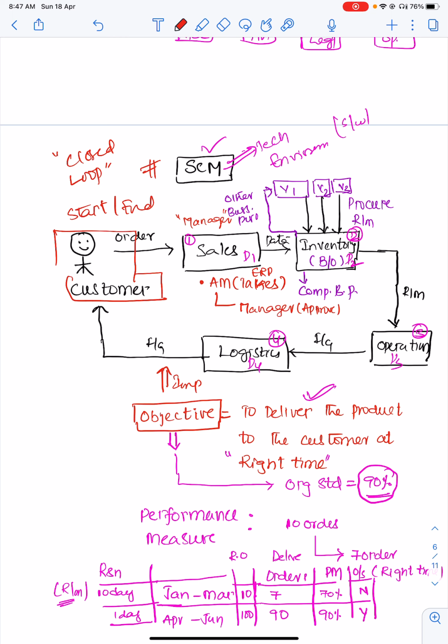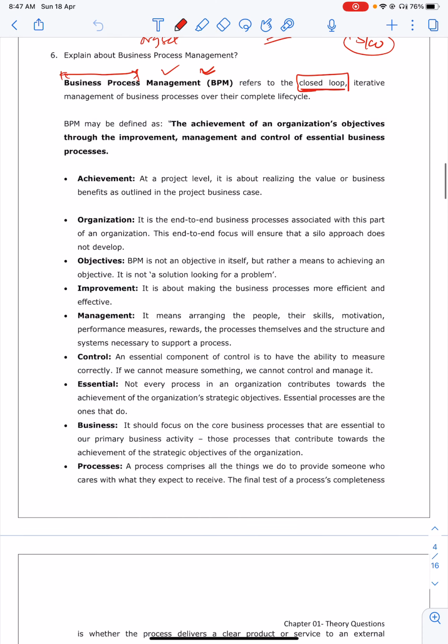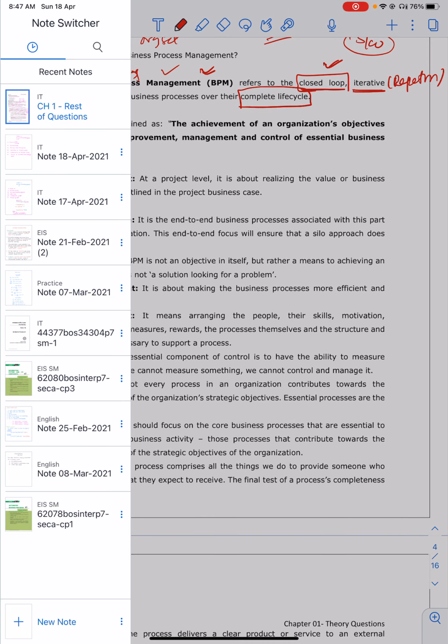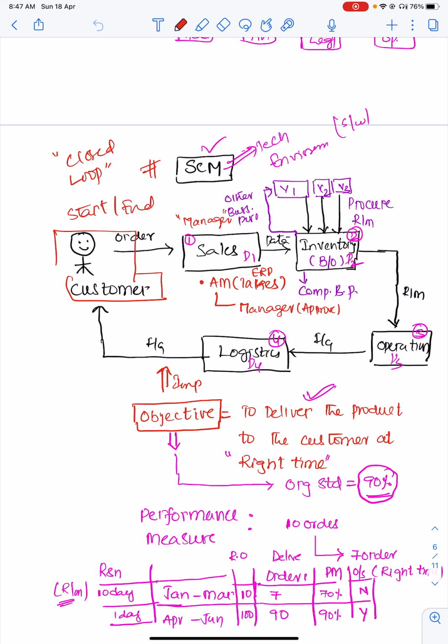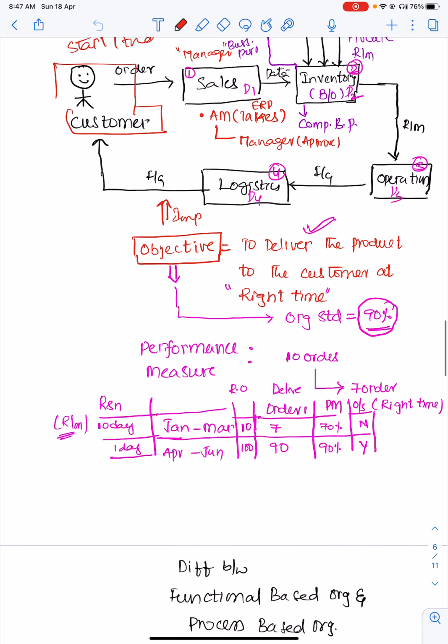And we have one more word, that is called iterative. We have one more word, iterative management over their complete life cycle. So we understood what is a closed loop. A closed loop is nothing but it should have a definite starting and definite ending. And what do you mean by iterative management? Repetition. It's nothing but repetition. If you remember, I told you here iterative means repetition.